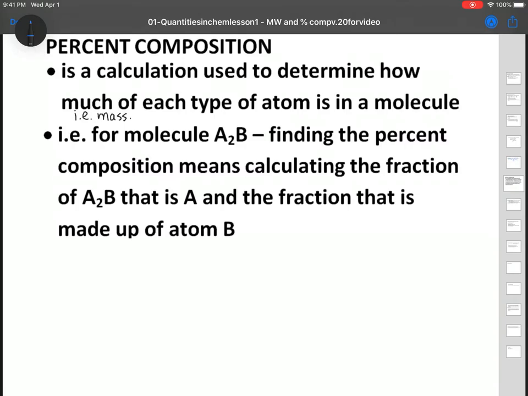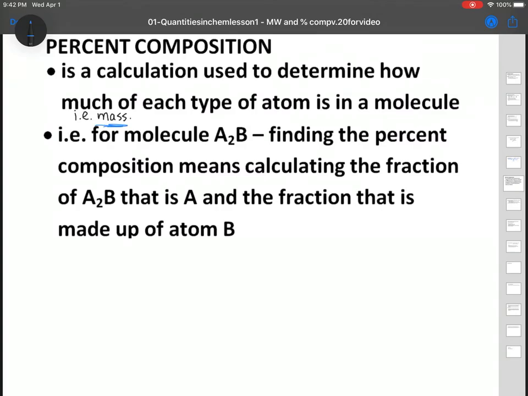So then when you go to do percent composition, this is a calculation used to determine how much of each type of atom is in a molecule based on mass. More often than not, the question is just going to say find the percent composition of, for example, magnesium chloride, and you're just going to use the molar mass or the atomic mass on the periodic table. Sometimes you can be given actual grams in the question. It actually really doesn't matter.